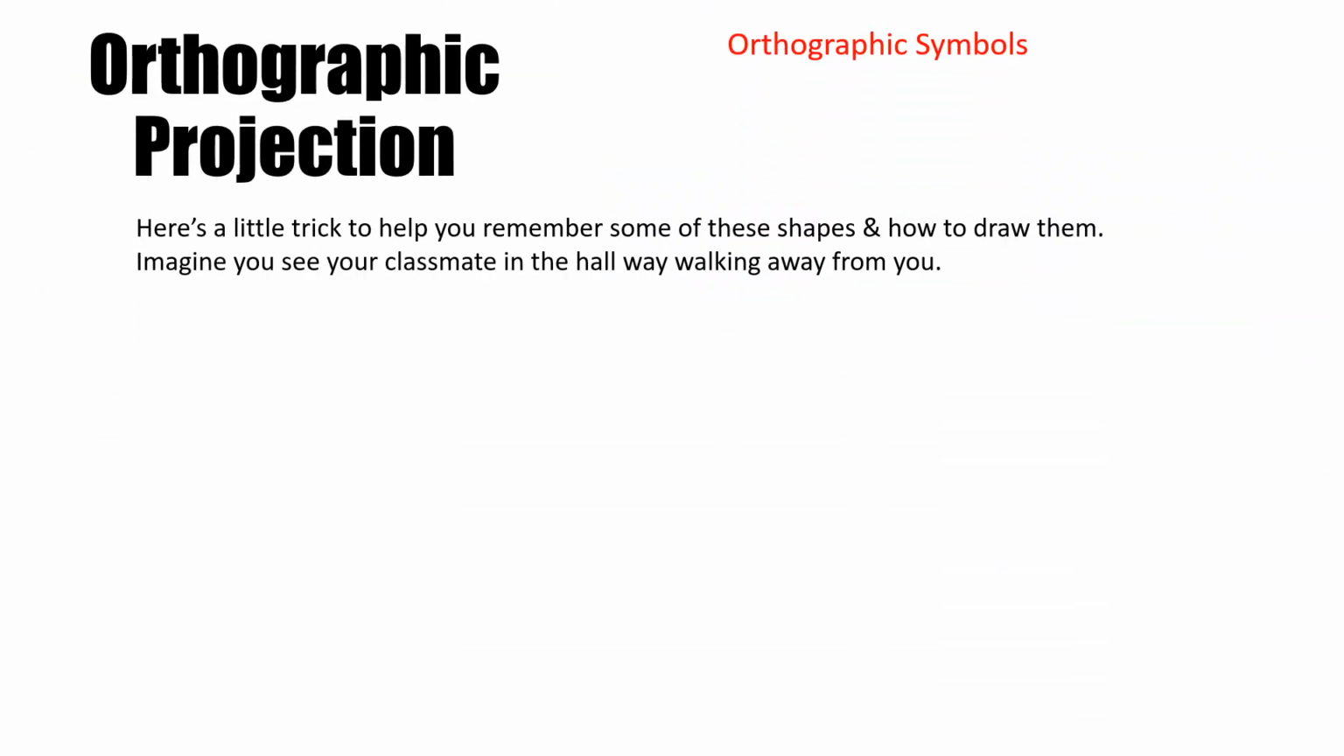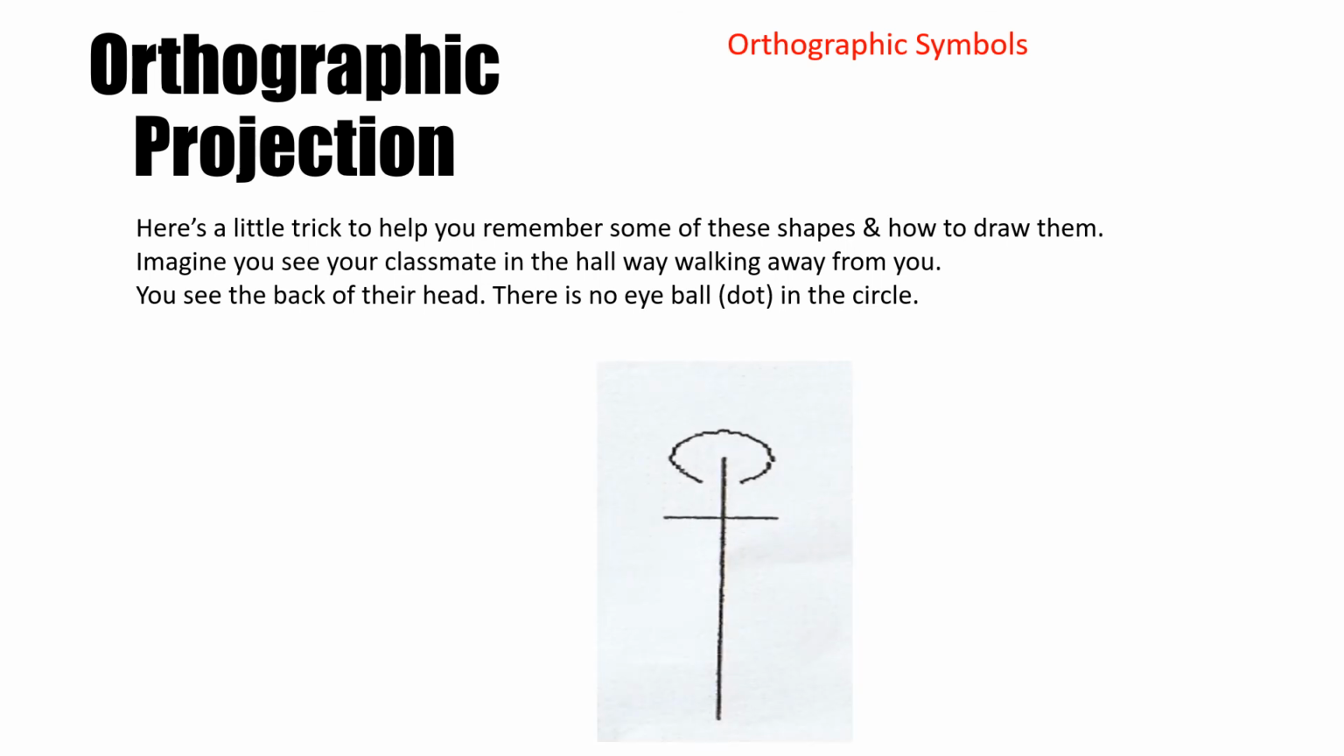So here's a little trick to help you remember some of these shapes and how to draw them. Imagine your classmate is in the hallway walking away from you. You see the back of their head. There's no eyeball, there's no eye contact. There's no dot in the middle of the circle, right? So here's your classmate walking away. You don't see their eyes, right? They're going away from you. You see the back of their head. So this would be a 90 going away from you.